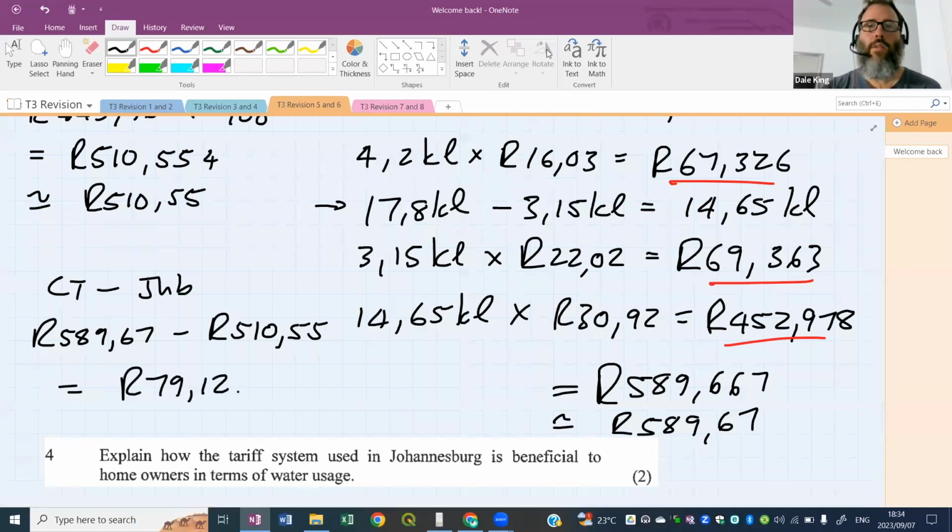So Joburg is saving a bit of money by being in Joburg. 604,304 Tando.